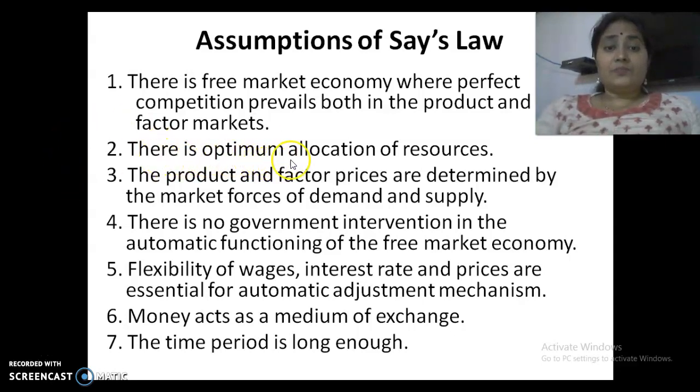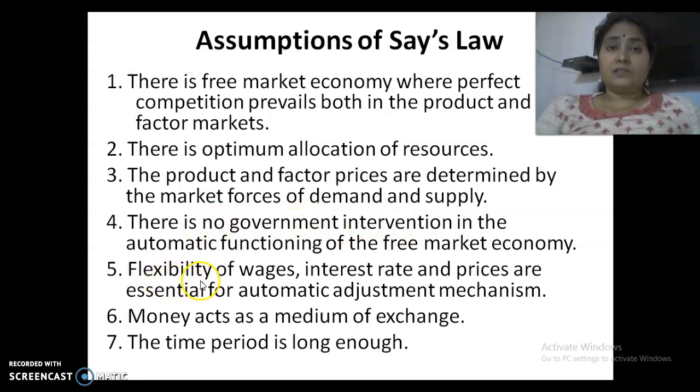Again, there is optimum allocation of resources. Resources are optimally utilized. There is no underutilization of resources. The third assumption is that product and factor prices are determined by the market forces of demand and supply. In the market, the forces of demand and supply of factors as well as of products will determine the prices of factors and products respectively. There is no interference from the government side.